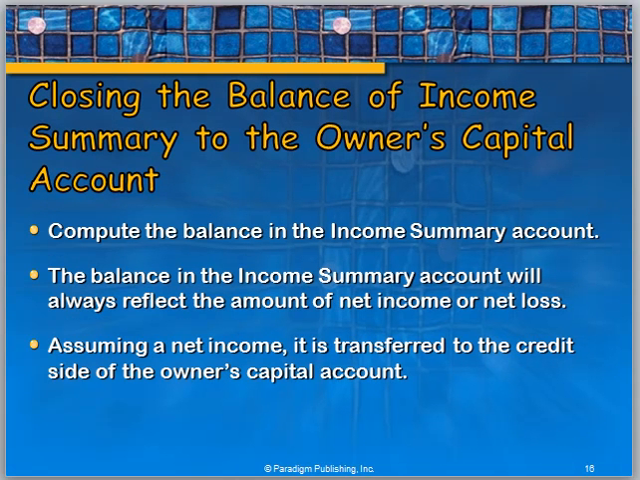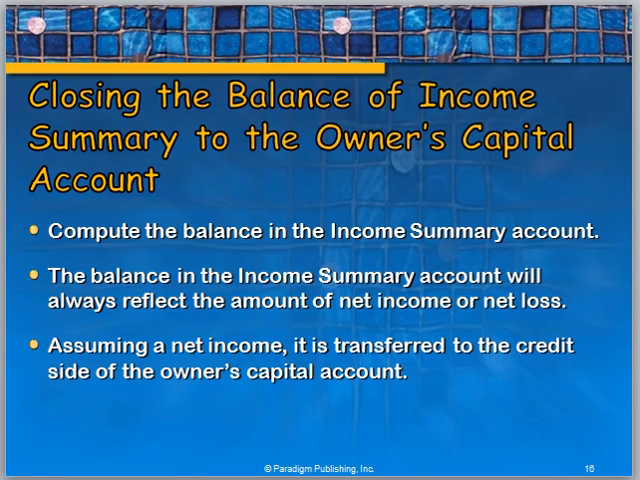So the income summary account is closed to owner's capital. You compute the balance in your income summary account. So the last thing we did, we would take the $4,700 and subtract the $2,255 from it to get the balance, right? And then that balance is going to reflect net income or net loss. And because we had a larger amount of revenue than we had expenses, that means we have a net income.